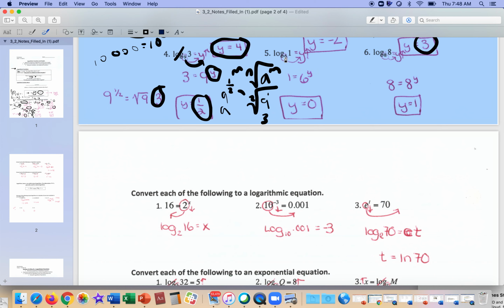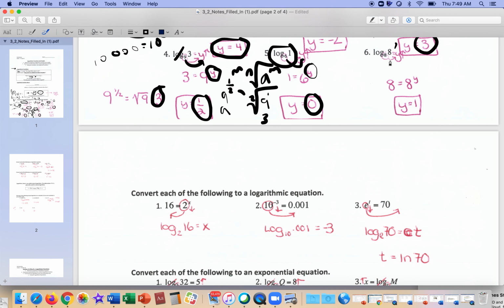Okay, when we look at the next one, I'm saying, what is log base 6 of 1? So I bump the 6, and I'm saying 6 to what power is 1? 0. So my answer is just a number, because log base 6 of 1 is a value. So you're saying, what is that value equal to? It's equal to 0.